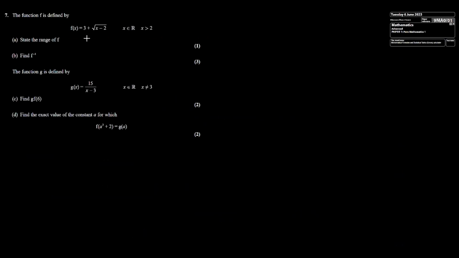So question 7 involves functions, f and g's, and ranges and domains. Let's have a look at part A. We've got f of x, and we're told that x must be greater than 2. Why must it be greater than 2? Well, because if it is less than 2, the negative 2 wins, and we're going to be taking the square root of a negative number.